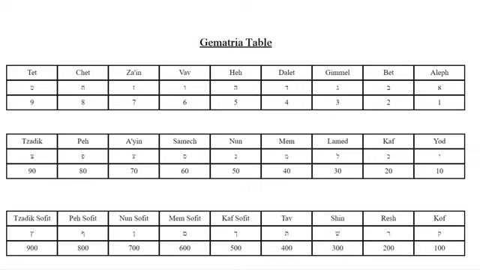So, Kaf Sofit has the value of 500, Mem Sofit has the value of 600, Nun Sofit has the value of 700, and Pei Sofit has the value of 800, while Tzadik Sofit has the value of 900. What we cannot see here on the page, but it continues below, is that after 900 comes 1,000. So who will have the crown? Which letter will have the crown of carrying the value of 1,000?